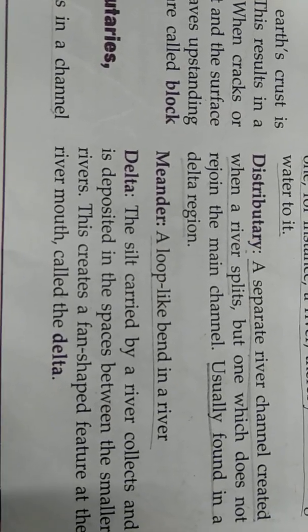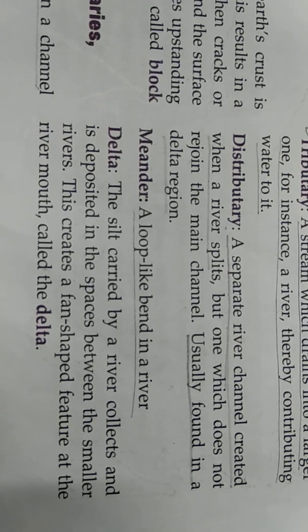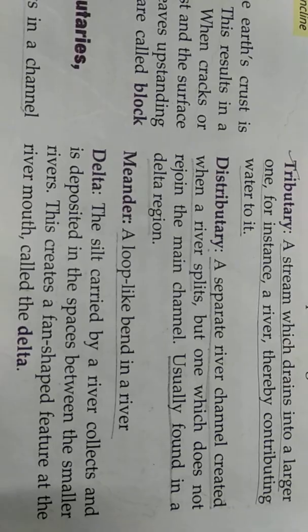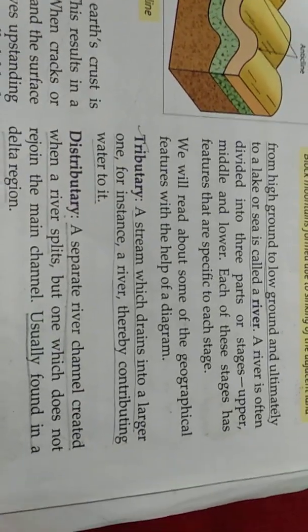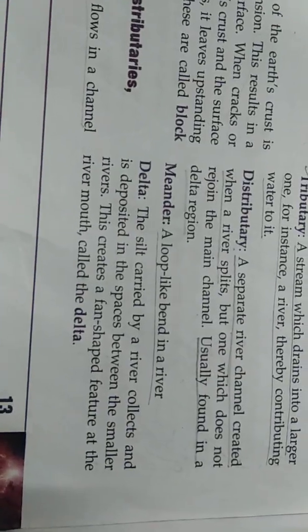Delta is the silt carried by the river, which is collected and deposited in a space. The river is flowing from higher to lower region. For instance, if it is flowing from here to here, this is the sea, then here the silt is being stored and the river gives different distributaries, and the silt makes this place fertile, and triangular-shaped lands are formed. So those are known as deltas.